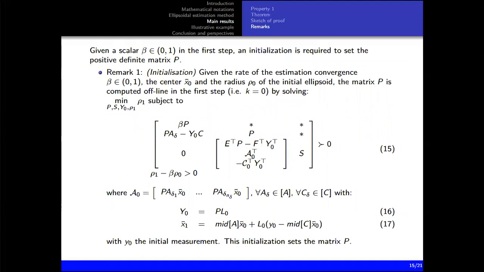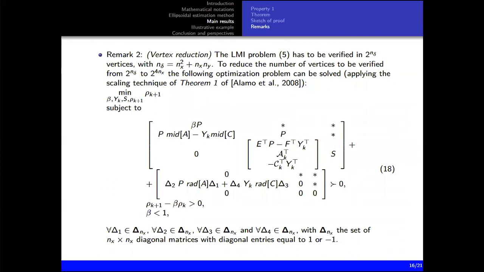For the initialization, given the rate of the estimation convergence beta, the initial center, and the radius of the initial ellipsoid, the matrix P is computed offline in the first step by solving the following LMI. The LMI problem 5 has to be verified in 2 power n delta vertices, with n delta given by this expression. To reduce the number of these vertices to be verified from 2 power n delta to 2 power 4 n x, the following optimization problem can be solved. This is obtained by using the scaling technique of theorem 1 of the paper of Alamo.